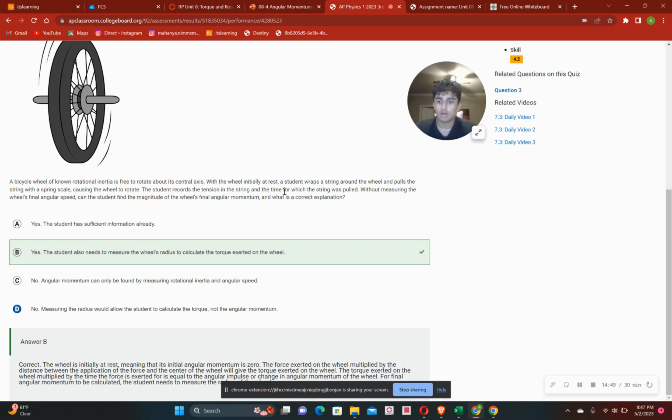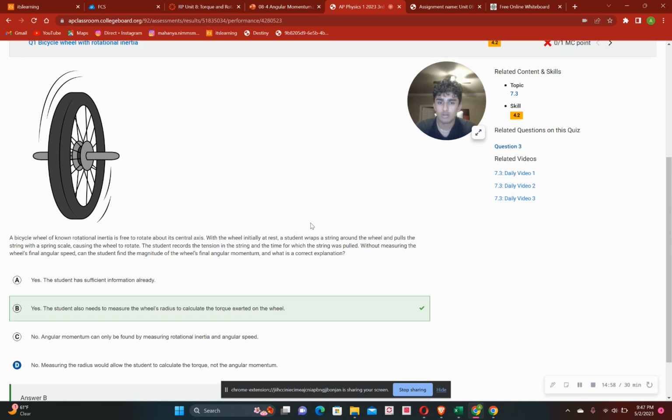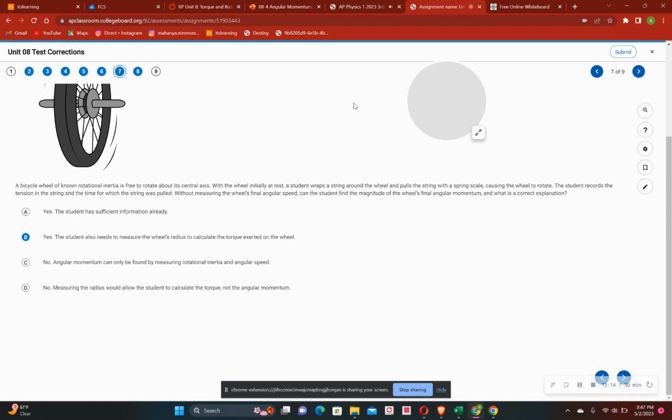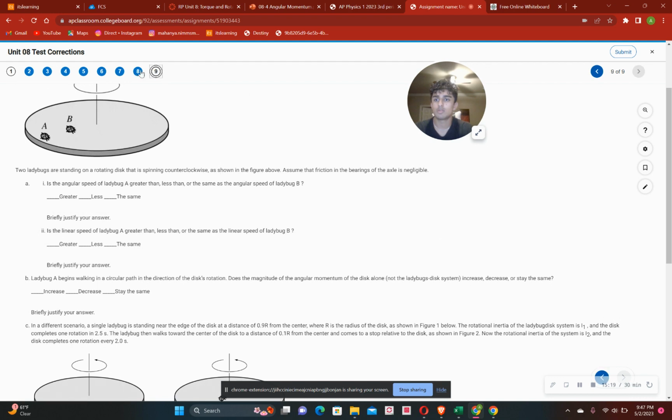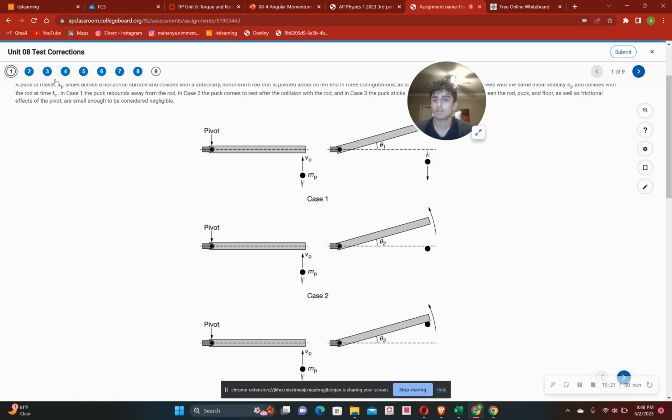So yeah, I think that's it for that question. Yeah, and it says the student records the time. Sorry, that's what I was verifying. So you have the force and you have the time. So all you need is the radius. So yes, you have enough. You just need to measure the radius. So that's that MCQ. So there's just FRQs left now.